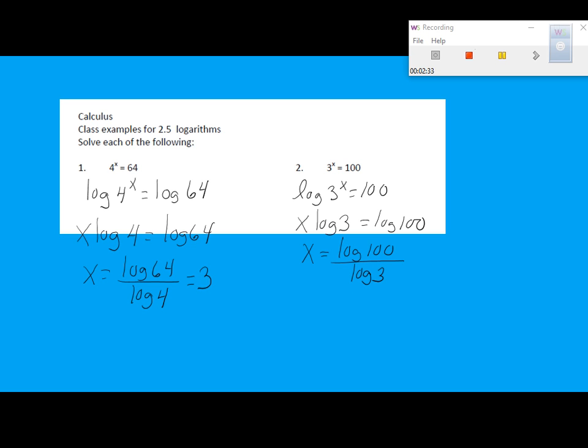Now while I'm here, you know what the log of 100 is. Believe it or not, there's a 10 hiding right there when there's nothing there. So this asks the question, 10 to what power gives you 100? So that would be 2. Not that it matters in this case. You can run this through your calculator and get about 4.19.